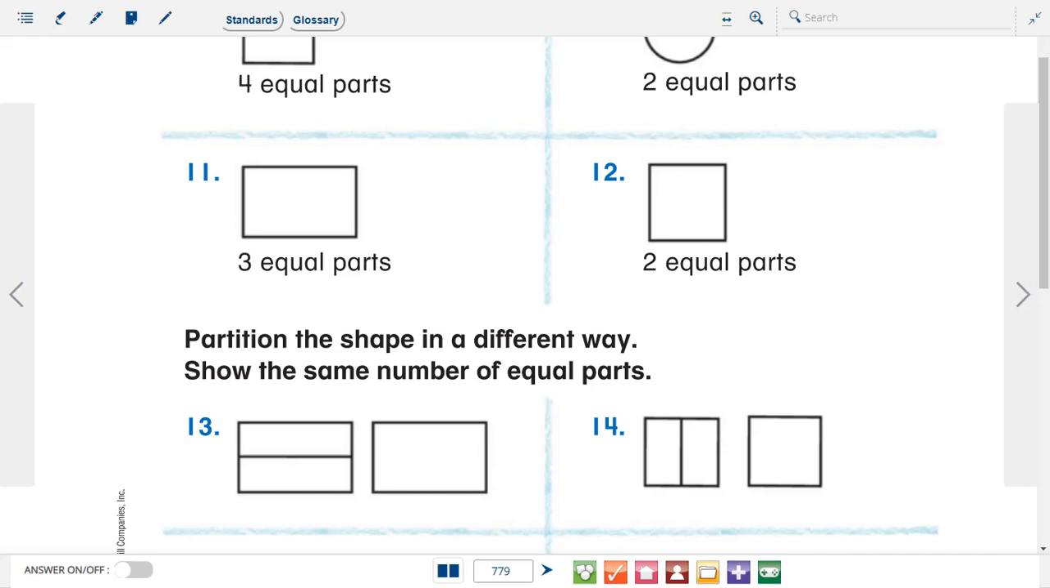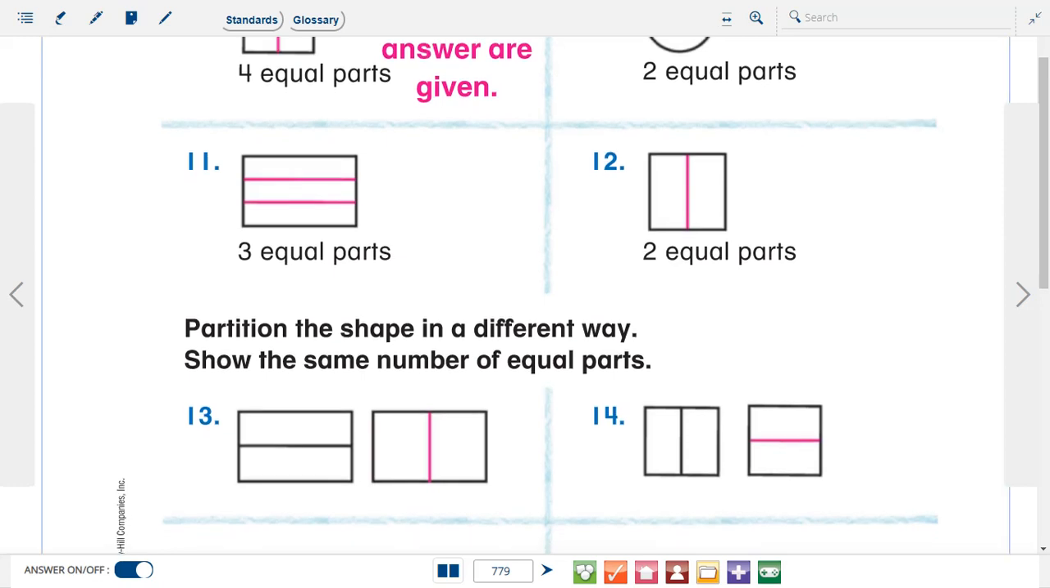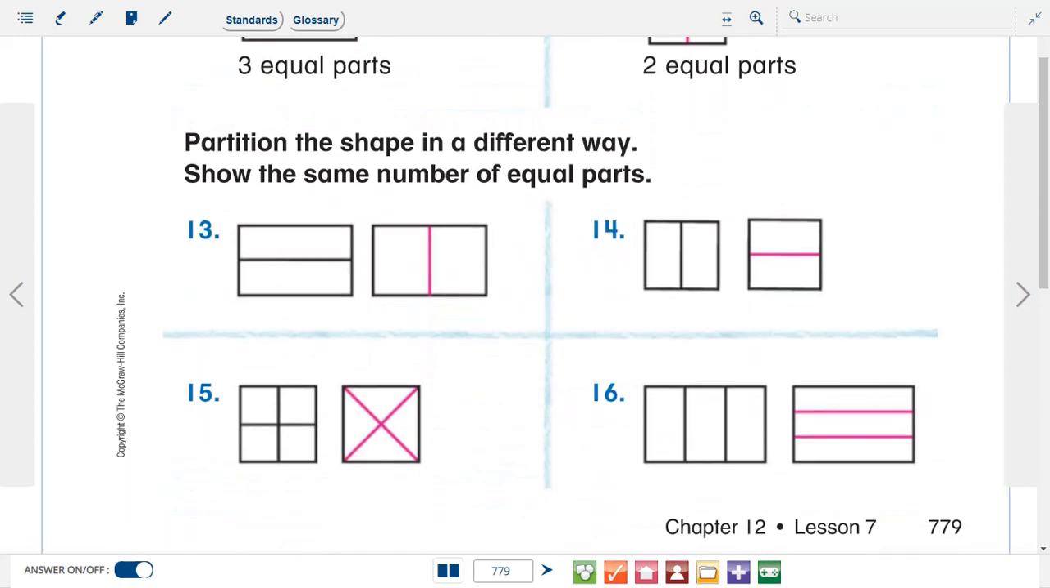Now here, they cut it like the column. How can we cut it in another way? Like the row. So we have two ways to cut something into two equal halves. We can cut them like the row or column. Okay, row or column.